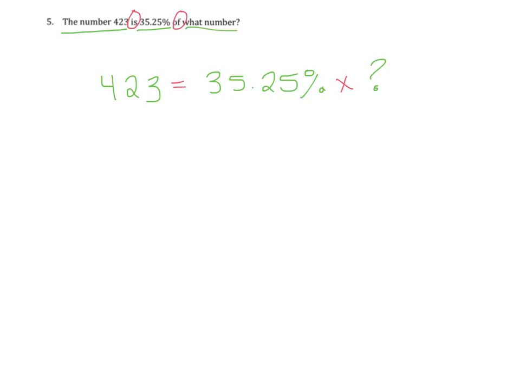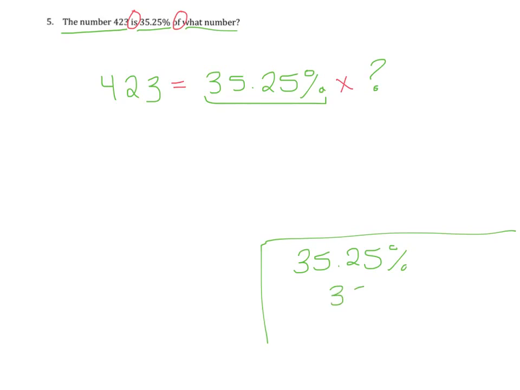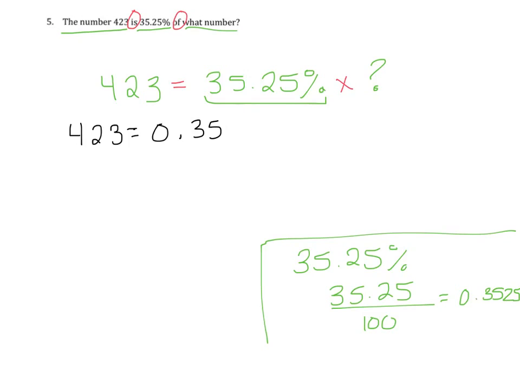Now I'll solve for the missing value. You'll notice I have a percent in my equation. To solve this, I'll need to convert the percent to a decimal. Recall that to convert a percentage to a decimal, I simply need to divide by 100. So this becomes 35.25 divided by 100, which is 0.3525. I'll substitute that into my equation, and I get 423 equals 0.3525 times a missing value.